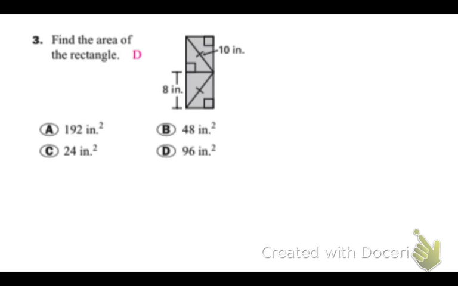Find the area of a rectangle, D. The first thing you're going to need to remember is how to find the area of a rectangle. So area is equal to length times width.